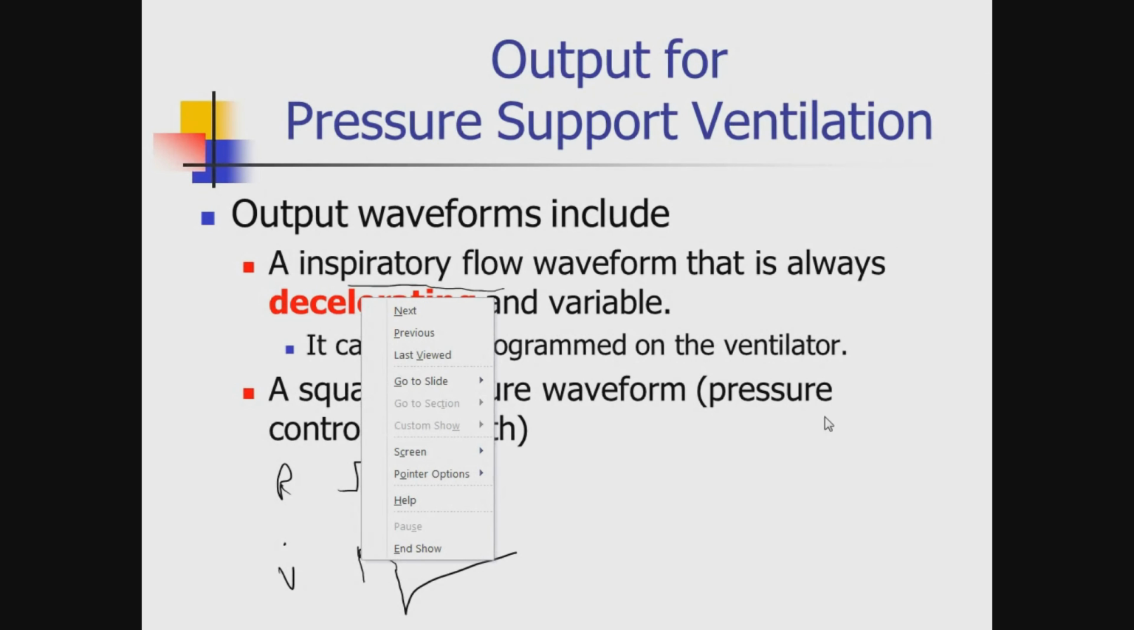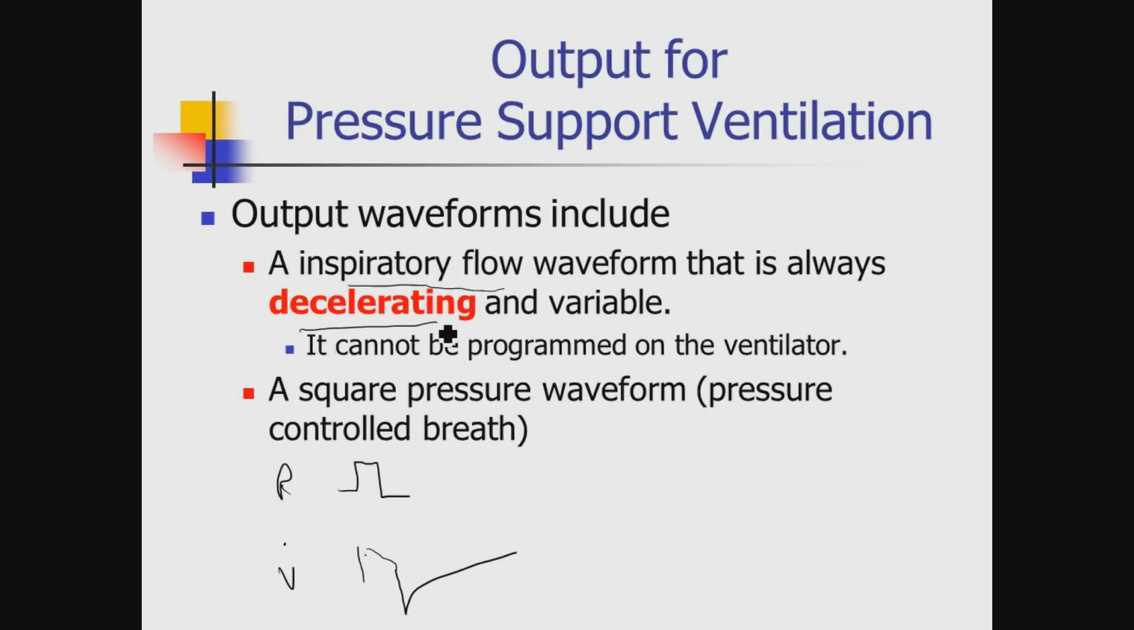The shape of the flow tracing is a decelerating curve, what's called exponential decay. I know you don't like me using that word because it sounds like there's math involved. But the point is that it's a curved shape. It's not a fixed flow. You cannot program the flow rate the patient generates. It's a spontaneous breath. They're in control. Turn it on, it rises to my preset threshold, and stays there until the inspiratory flow drops down to a preset point.